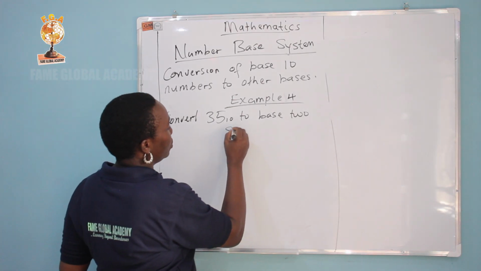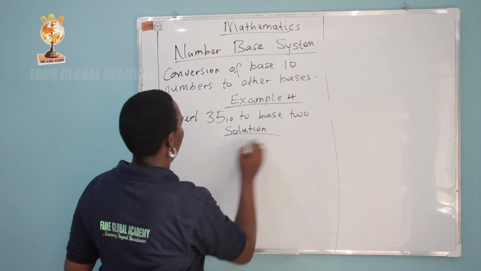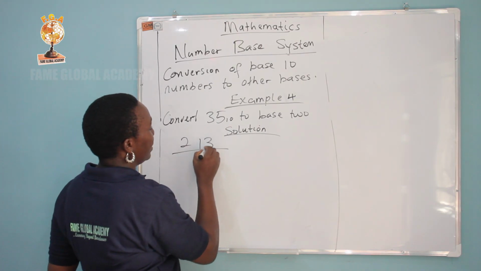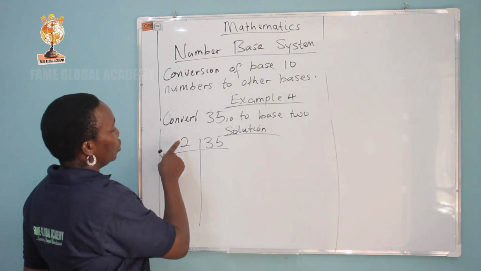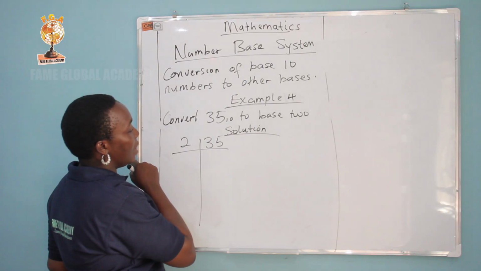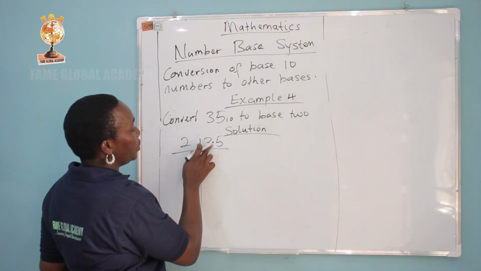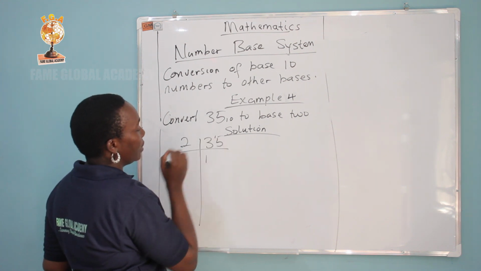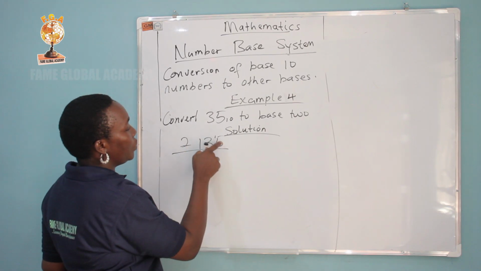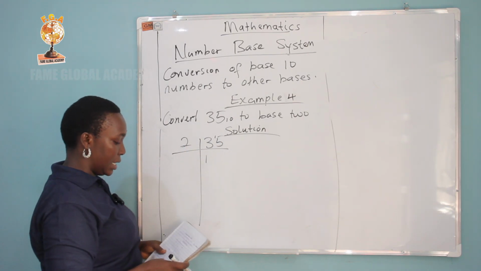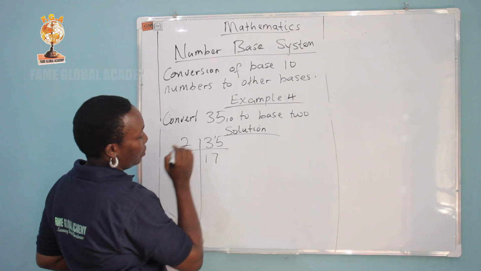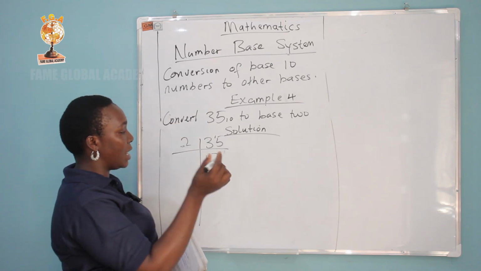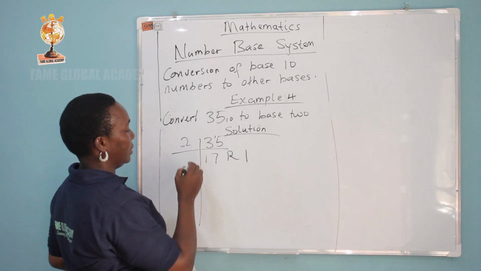So let's solve, solution. This is our 2 and this is our 35. Okay, so 2 into 35, that will give us what? 2 into 3 is 1. Remember 1, add the 1 here, we have 15. 2 into 15 is what? Is 7. Okay, remember what? 7 times 2 is 14. 15 minus 14 is 1. So we have remainder what? 1.